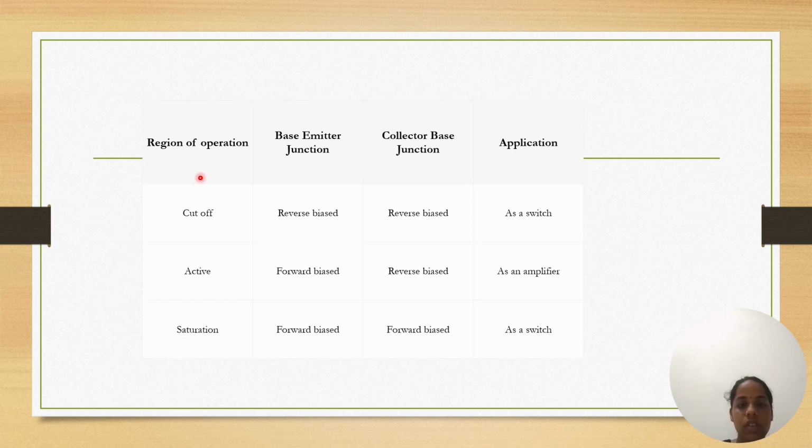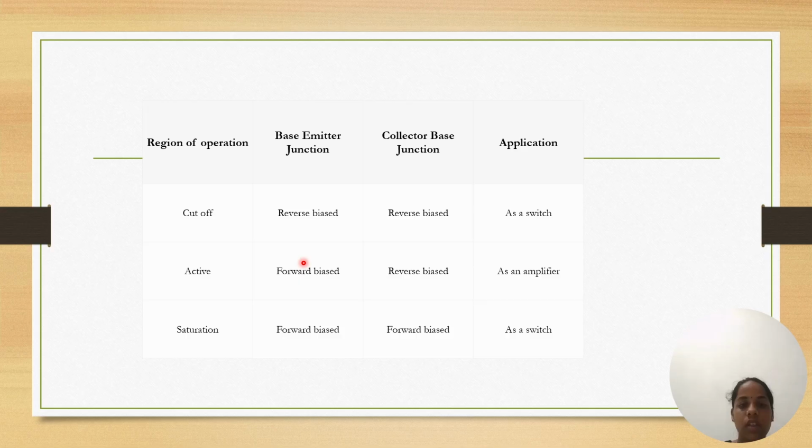Next, these regions of operation are produced in this BJT: cutoff region, active region, and saturation region. These three regions are plotted in the graph, with the base emitter junction and collector base junction. Why do we use these three regions? First, cutoff region: the base emitter junction is reverse biased and the collector base junction is reverse biased. The application of the cutoff region is that it acts as a switch.